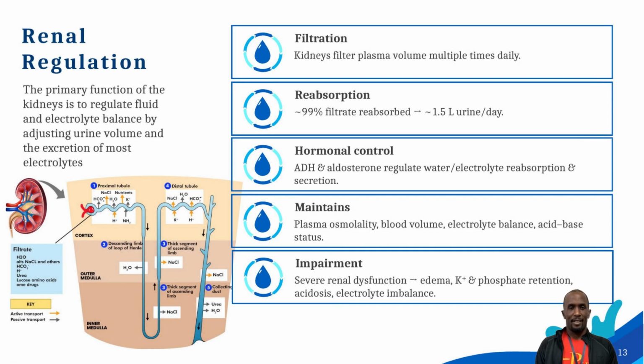The kidneys regulate fluid and electrolyte balance by adjusting urine volume and excreting electrolytes. They filter plasma multiple times daily, reabsorbing about 99% of the filtrate, resulting in approximately 1.5 liters of urine per day. Hormones like antidiuretic hormone and aldosterone control water and electrolyte reabsorption, maintaining plasma osmolality, blood volume, and acid-base balance. Severe dysfunction can lead to edema and electrolyte imbalances.